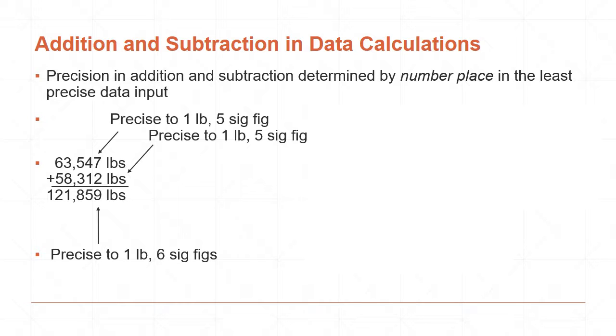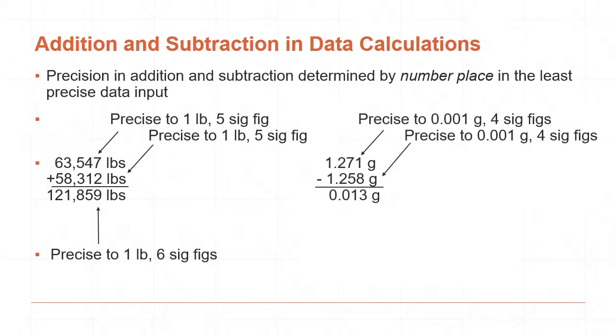Now, exactly the opposite can happen with subtraction. Let's take this case. I have a small weighing pan, which I pre-weighed at 1.258 grams, and then I put a small bit of compound in the weighing pan, and the new weight is 1.271 grams. To find out how much compound I put in, I want to take the difference between those. And when I do that, I end up with 0.013 grams.